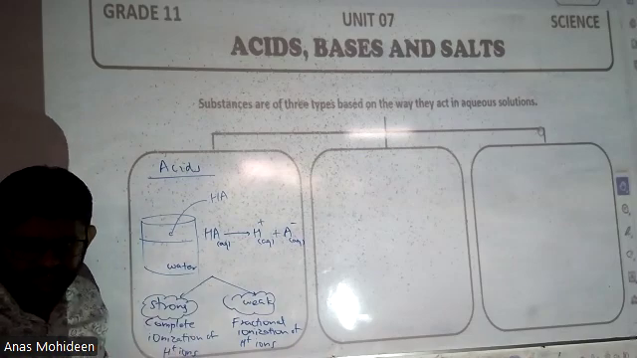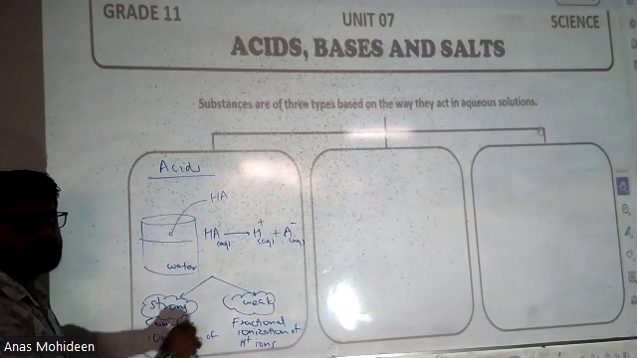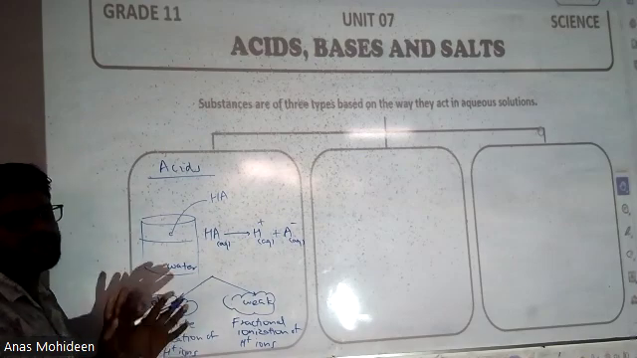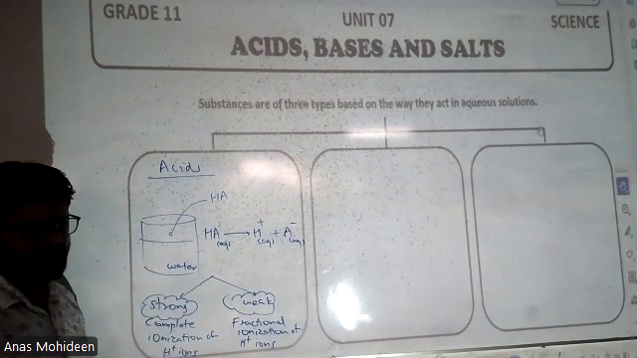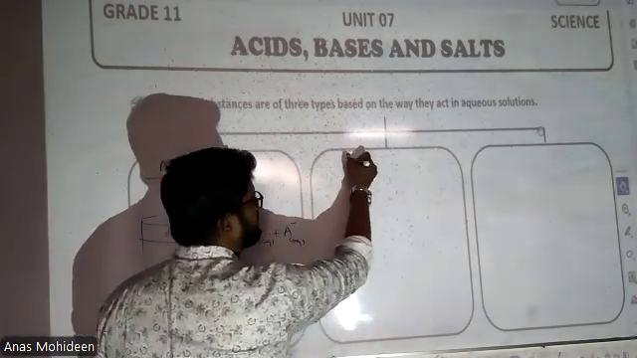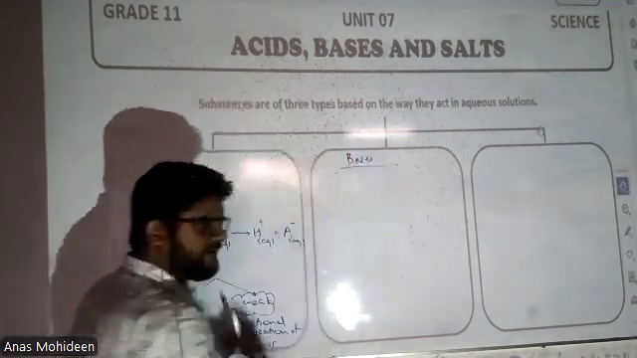Is it clear what an acid is? Depending on how much hydrogen plus ions it is releasing, we can divide them as strong or weak. So then what is a base? Now you know what an acid is, okay? That is the idea of acid.